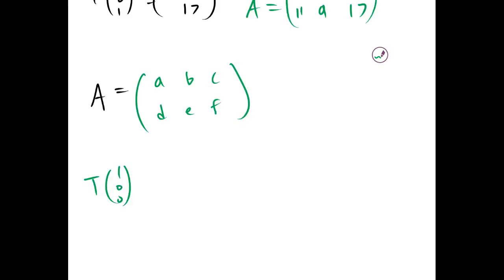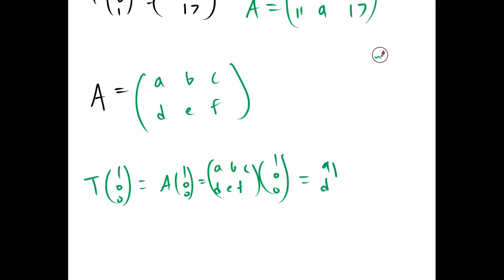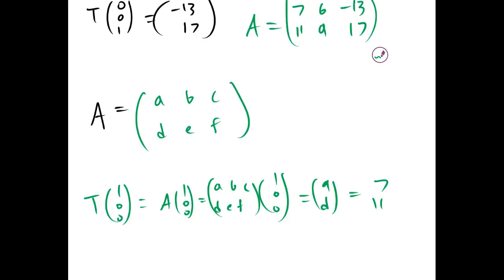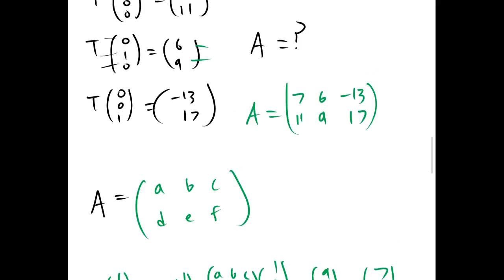You know that T of 1, 0, 0 is A times 1, 0, 0, so a, b, c, d, e, f times 1, 0, 0. When you multiply that out, you get a, d, and we're told that equals 7, 11. So we know a is 7, d is 11, and you keep on doing that, and you'll find b, e, c, and f. So yeah, that is our answer.